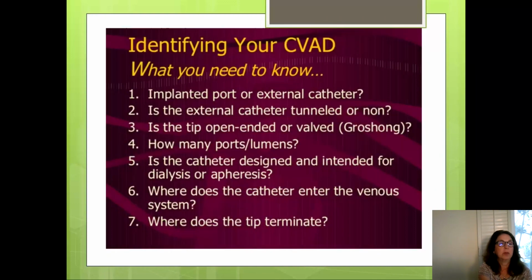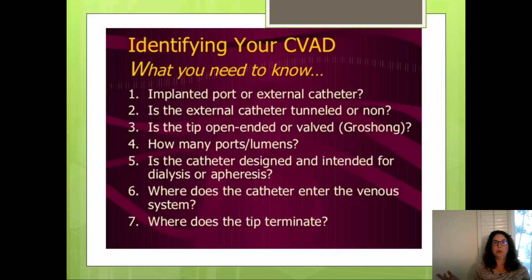What else is worth mentioning here? So how to identify, what do you need to know? So the question's asked, I'm walking and I see this thing in this patient. Is it an implanted port or an external catheter? Okay. Good. I can see it under the skin versus I see it coming out. Is the external catheter tunneled or not? Some of that you can tell because of location. Is the tip open-ended or valved? Meaning, is it a Groshong?